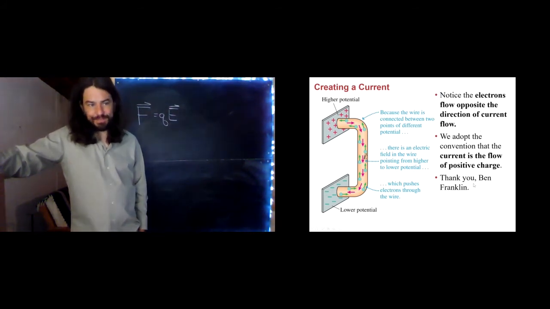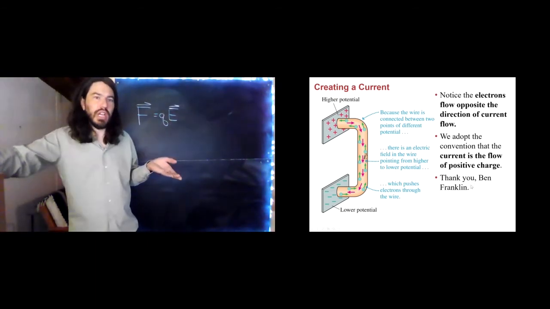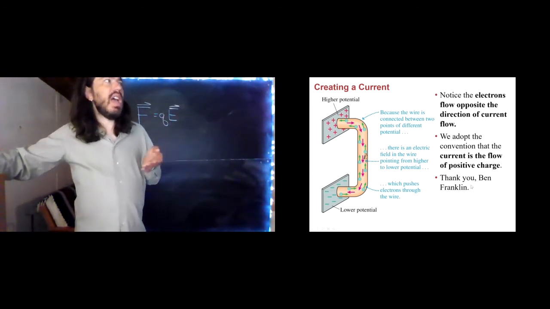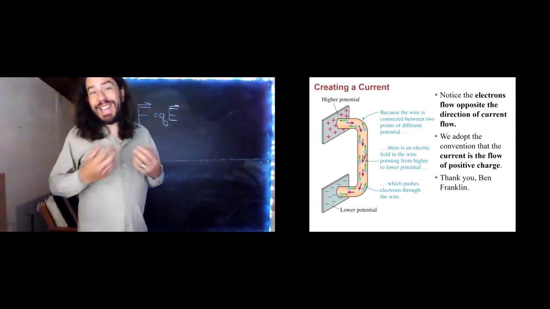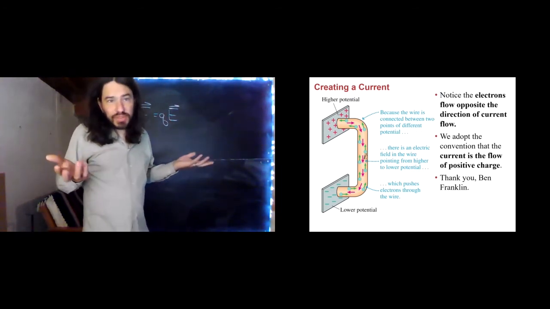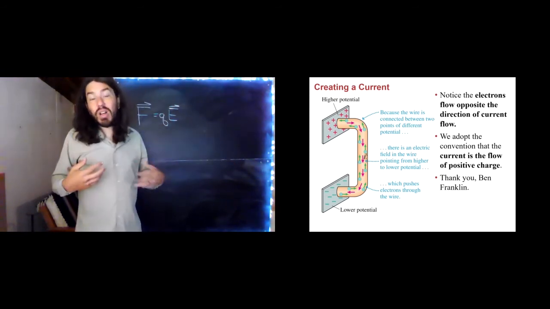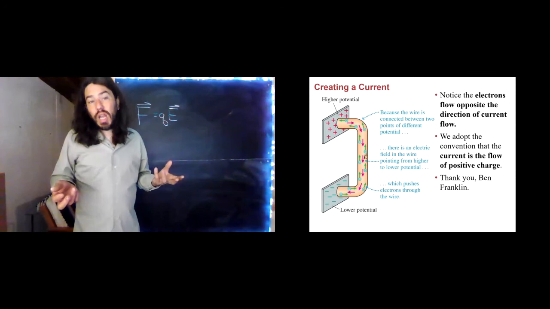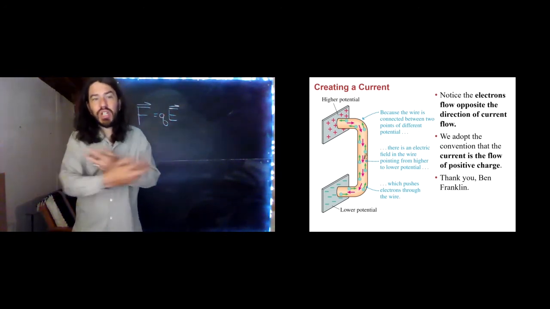Thank you, Ben Franklin. Now, this is just in a metal, right? In a metal, the electrons are always the charge carrier. In an electrolyte solution, you have positives and negatives. So in salt water, for example, very salty water is a pretty good conductor of electricity. And in salt water, it's sodium and chlorine ions that are the charge carriers. So you have positive and negative charge carriers.